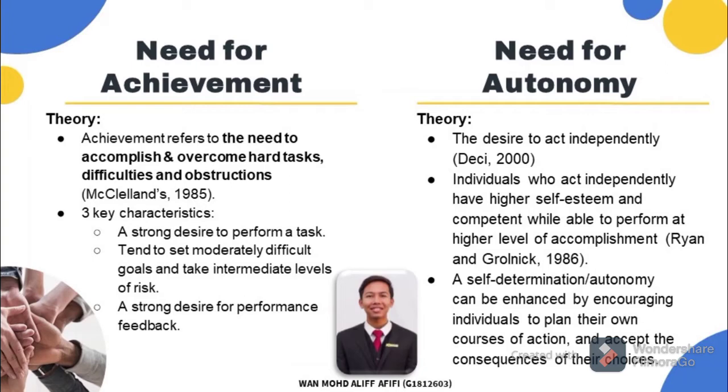So today I will be presenting need for achievement, need for autonomy, belief in causality, and also belief in ability. So the first one is need for achievement. Its definition is a desire for an accomplishment or mastering of skills or to take control of something or to have high standard. This also includes an intense, prolonged, and repeated efforts to accomplish something difficult. According to McClelland, 1985, achievement refers to the need to accomplish and overcome hard tasks, difficulties, and also obstructions.